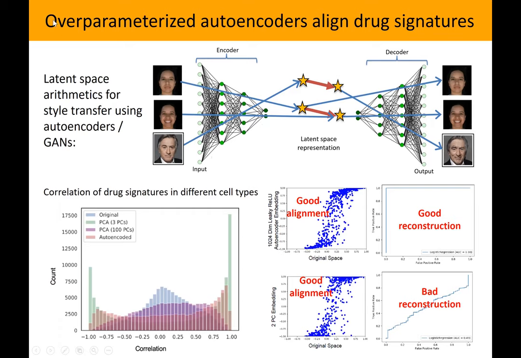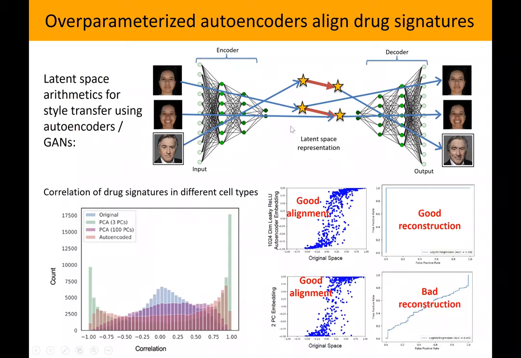I won't go into this, but I encourage you to look at it. It works very well. It doesn't work well if you use standard autoencoders. It works very, very well if you use over-parameterized autoencoders, and I think we also understand why. We know now the inductive bias of over-parameterized autoencoders, because this will only work well if these two vectors are actually aligned, right?